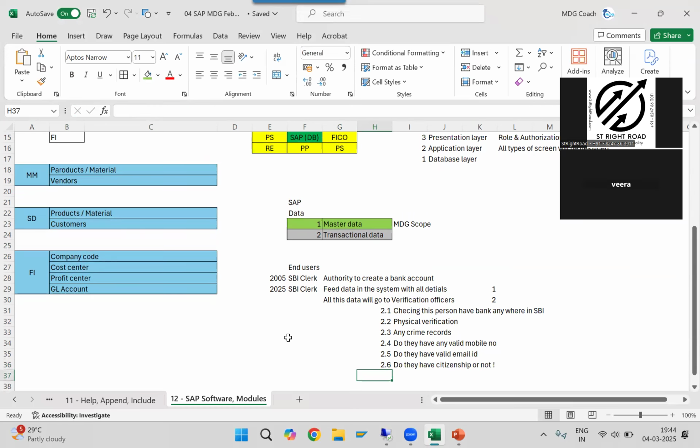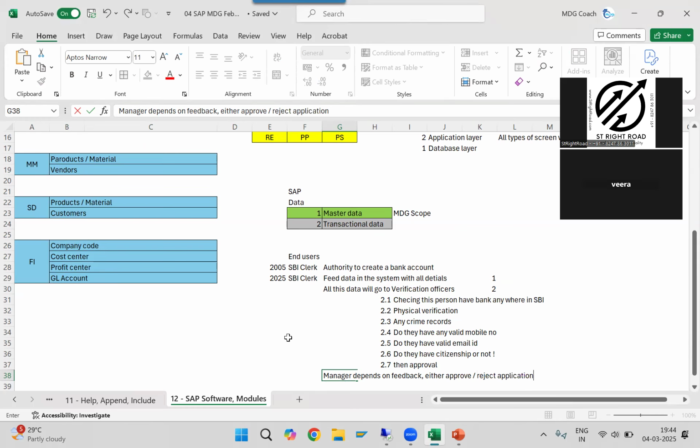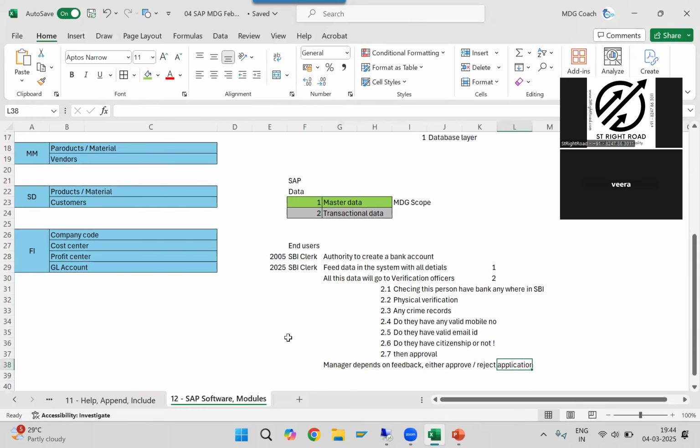Okay, so all these checks they are doing. Once the verification team gives an approval, then from the third point, the manager, depending on feedback, will either approve or reject the application. Clear so far? Any questions? Yes, ma'am. Clear.